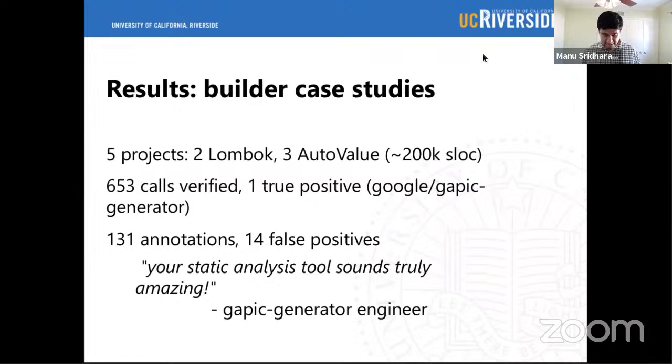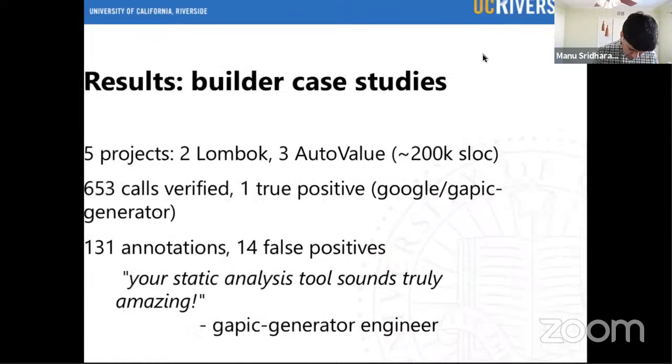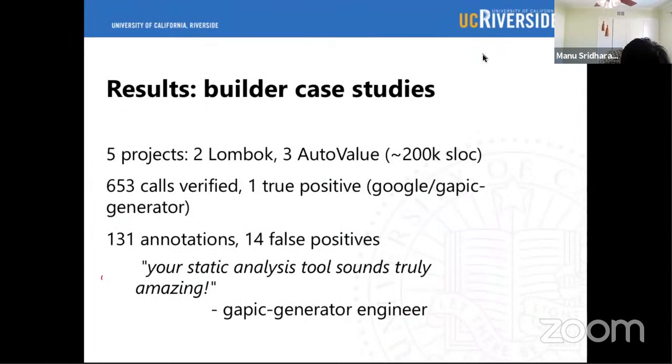We also looked at builder patterns based on these projects, Lombok and AutoValue. So here we looked at 5 projects with about 200,000 lines of code. And we were able to verify over 600 calls. And we found 1 true positive bug. Here we had to add some more annotations than before, 131. Sorry about that. I do think that many of these annotations could be inferred automatically, and that's some ongoing work that we're doing. And we had a few false positives. We got this great comment, though, from an engineer on one of these projects, and they actually fixed the bug that we reported. So that was pretty gratifying.